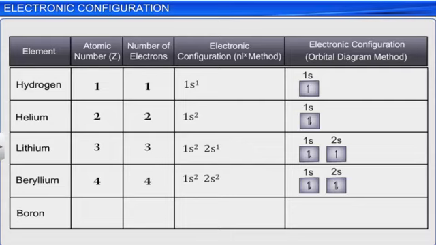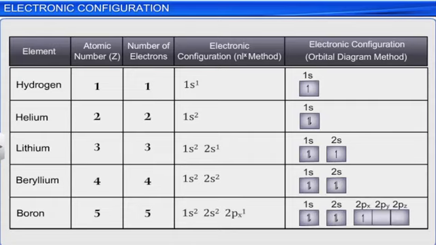Boron has 5 electrons. The first 2 electrons fill the 1s orbital. The next 2 fill the 2s orbital, and the 5th electron occupies the 2p orbital. Actually, the 5th electron may occupy any one of the 3 2p orbitals: 2px, 2py, or 2pz, because all have the same energy. However, conventionally we always fill 2px, 2py and 2pz in that order.